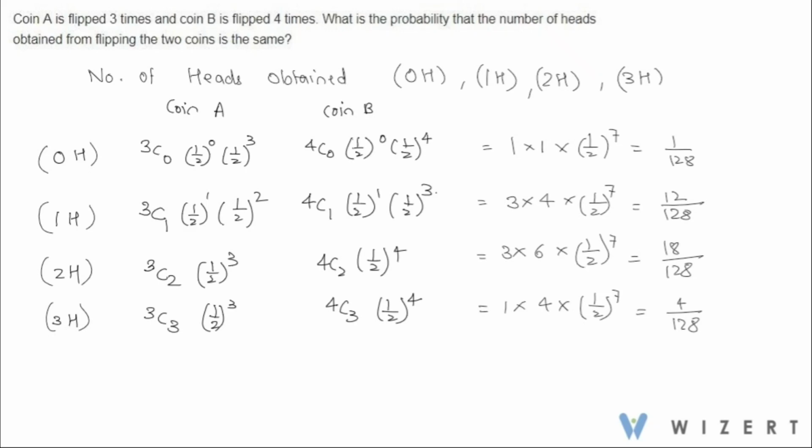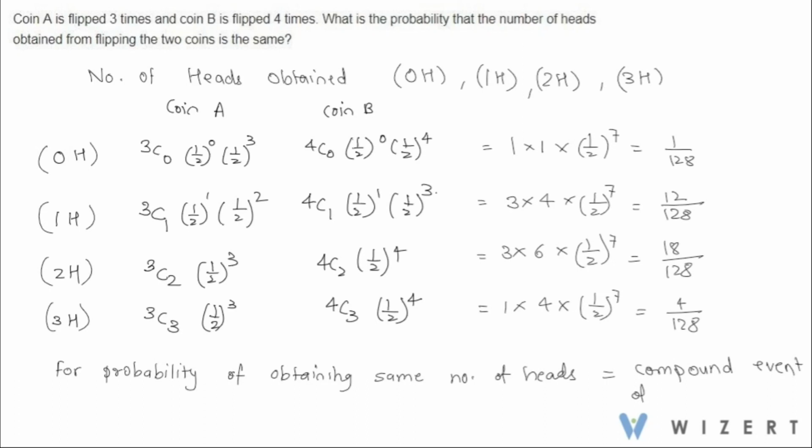Now the probability that the number of heads obtained from flipping the 2 coins is the same is equal to the addition of the probabilities of obtaining 0, 1, 2 and 3 heads, since it is a compound event of all of the above. So that is nothing but the addition of all the probabilities.